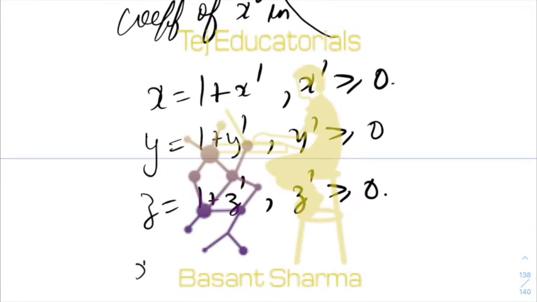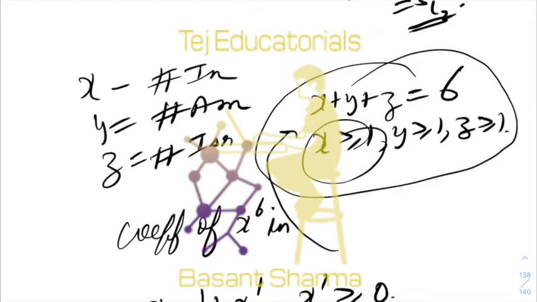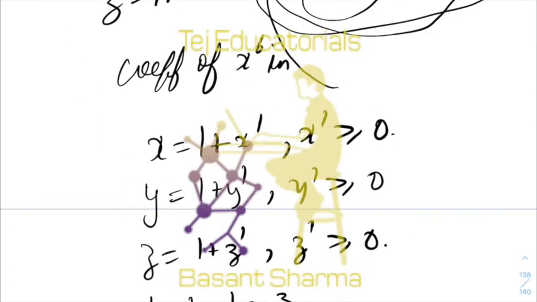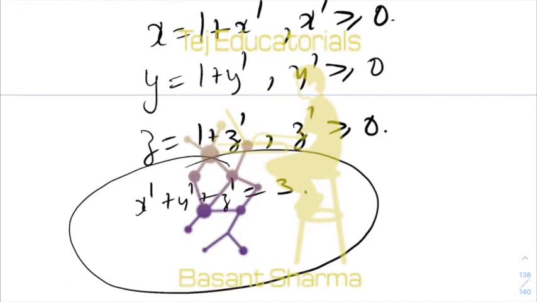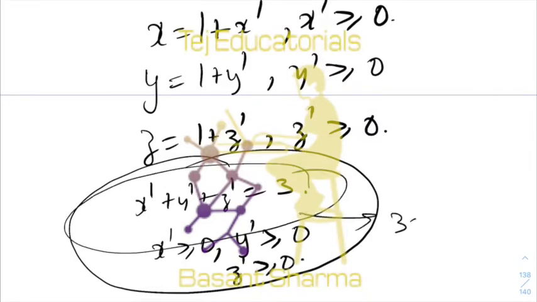So you will get x' + y' + z' = 3. So basically the number of solutions to this equation is nothing but the number of solutions to this equation where x' ≥ 0, y' ≥ 0 and z' ≥ 0. And the number of solutions to this equation is nothing but (3+3-1)C(3-1), which is 5C2. So this is yet another way of looking at this thing.